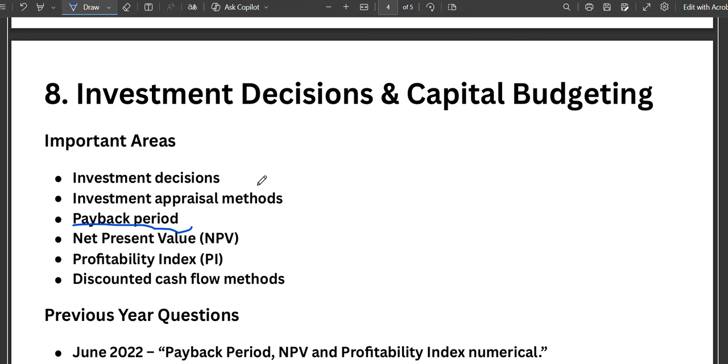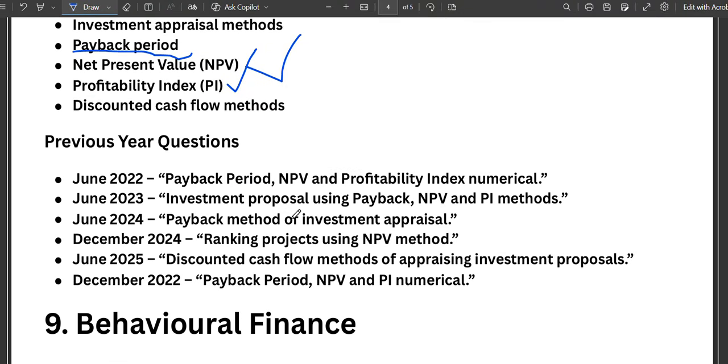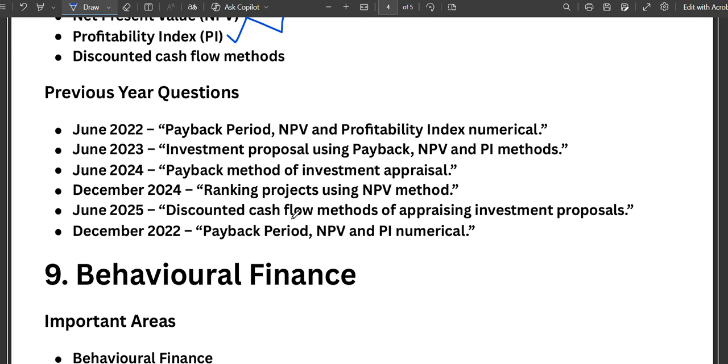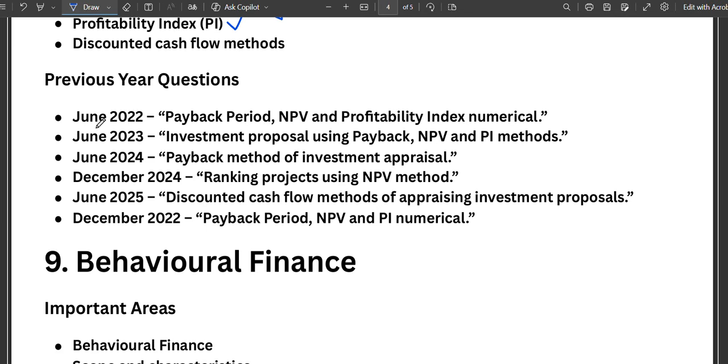If you comment down, I will put a video on the payback period calculation, so refer the question papers and get the numericals based on payback period. Okay. You also need to focus on the numericals based on net present value, profitability index, and discounted cash flow methods. So if you want, please do comment. I will put a detailed video on how to solve these questions based on the previous year question papers. So these have been asked.